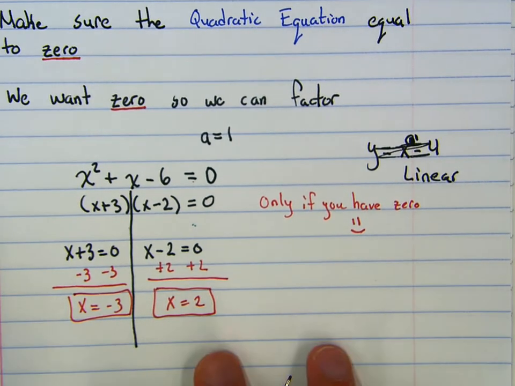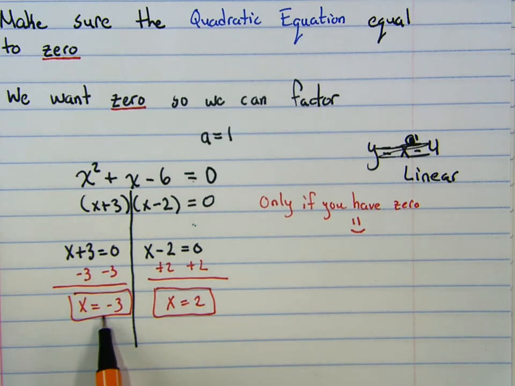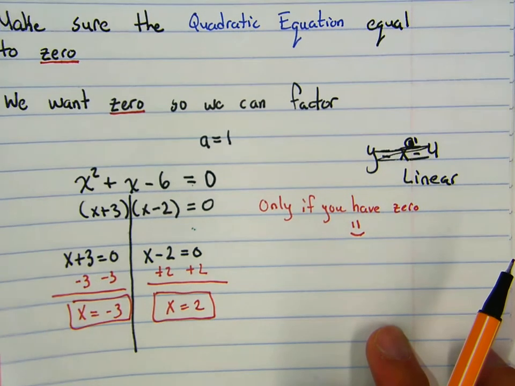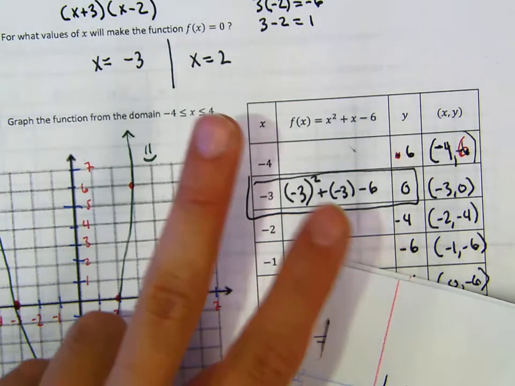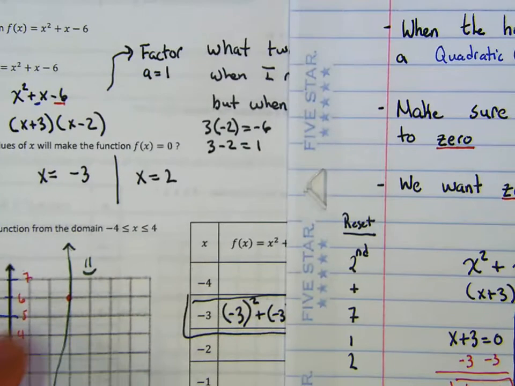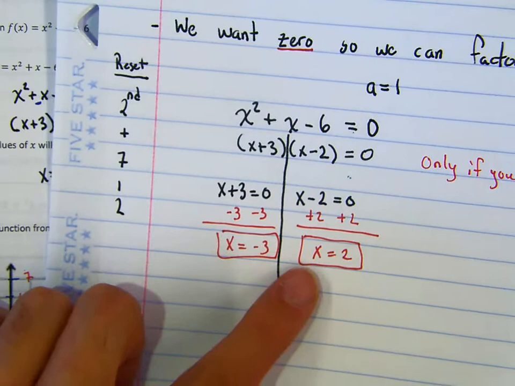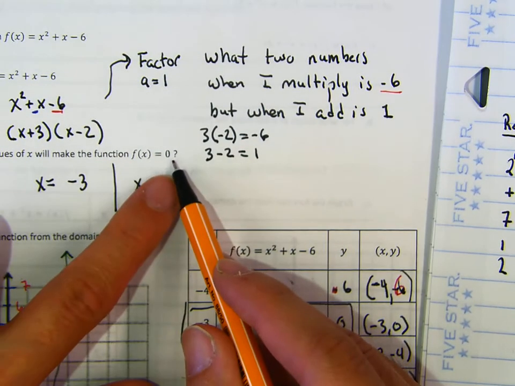But let's think about that for a second. What did we just solve right now? What does this x equals negative 3 represent? And what does x equals 2 represent? What does this mean? Let's take a look back. Notice it represents two things. One, negative 3 and positive 2. These are the values that make the function equal to 0.